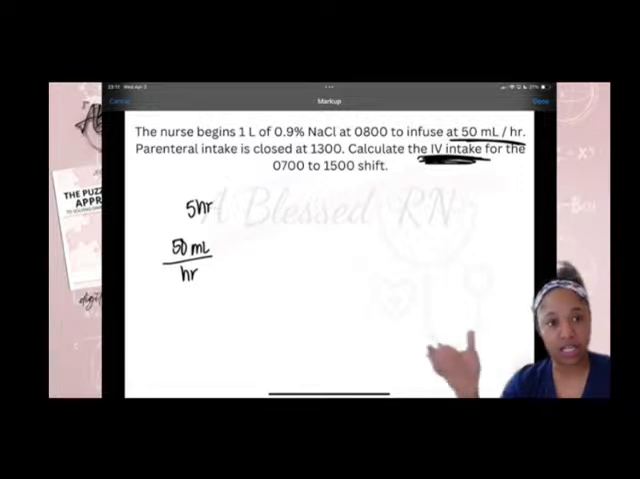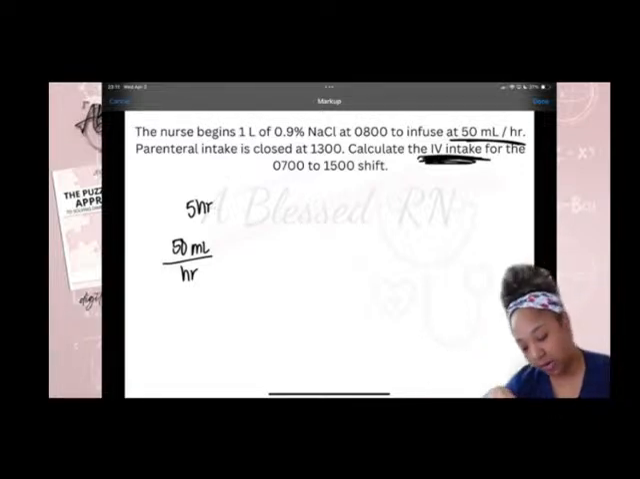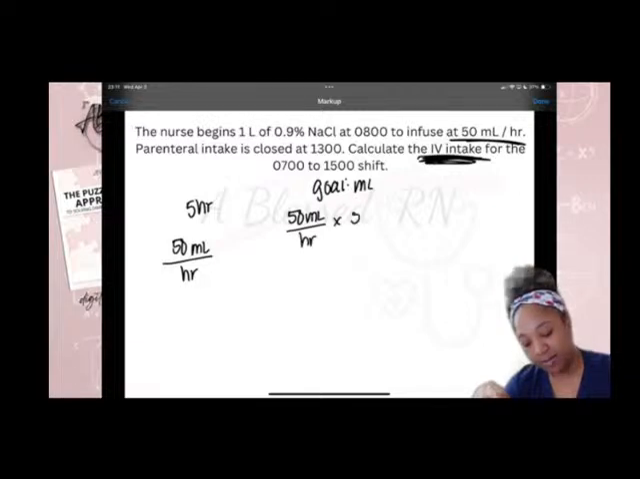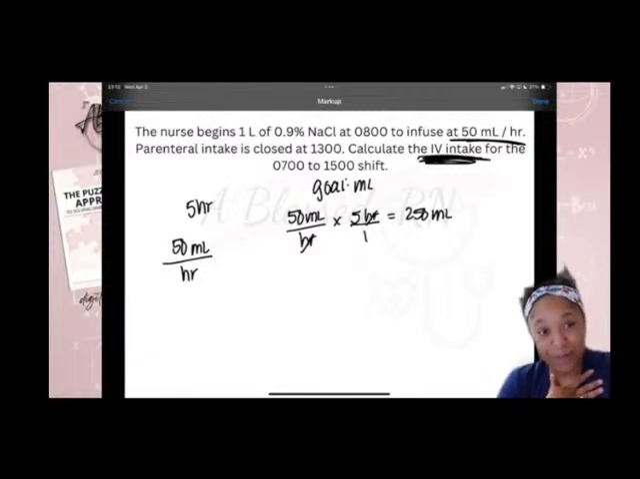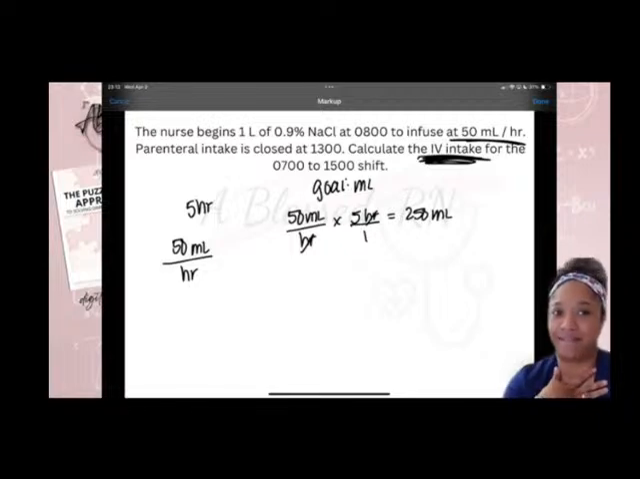So, once again, I'm looking for what? Milliliters, the intake, right? Okay, so go milliliters. So, 50 ml over hour times my 5 hours over 1 and that's 250. Yeah, sounds like 250, right? That's how much went in from 0800 to 1300.